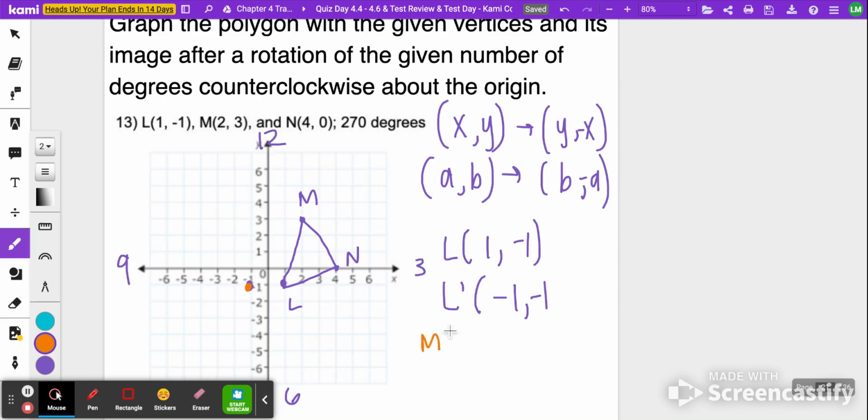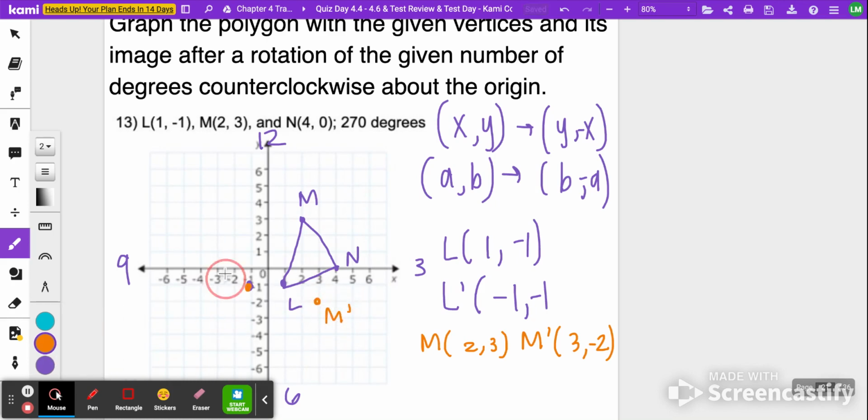M is currently at 2, 3. So to show M prime, we're going to switch around 3 and 2. And the letter X, which was the original 2, is going to change to its opposite of -2. So 3, -2. Here's my M prime.